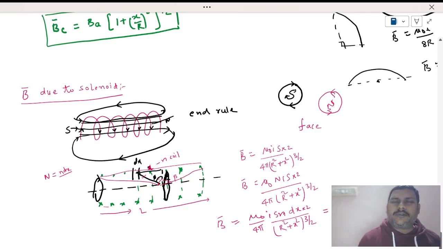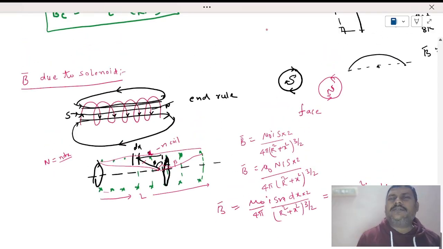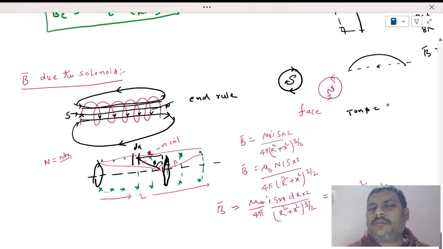Now again here, we will follow the same approach as in the Biot-Savart law. From the diagram, tan phi is equal to x by r. Then r tan phi is equal to x.